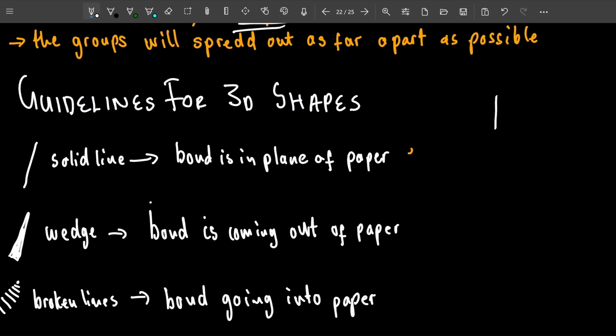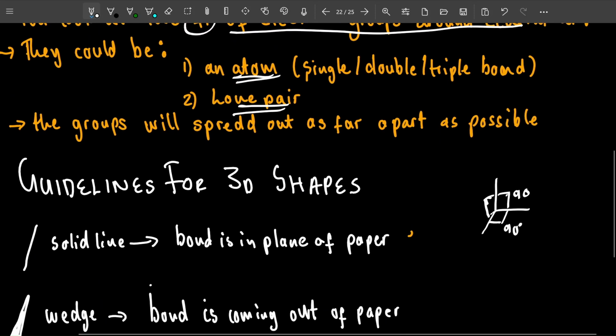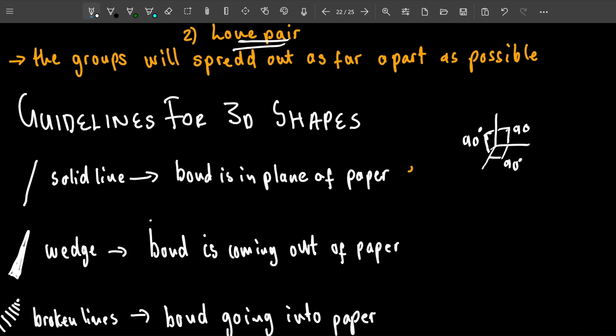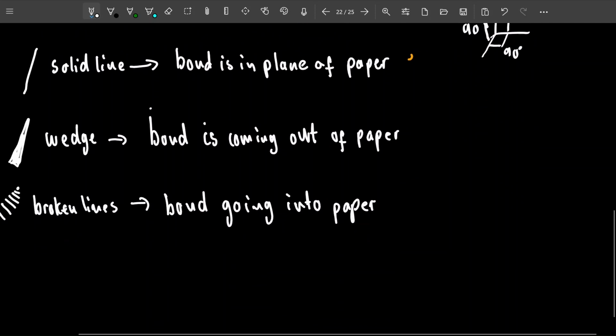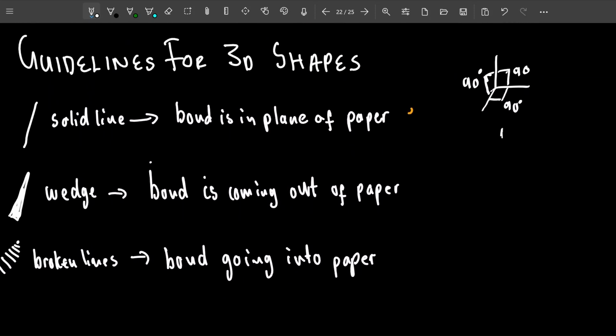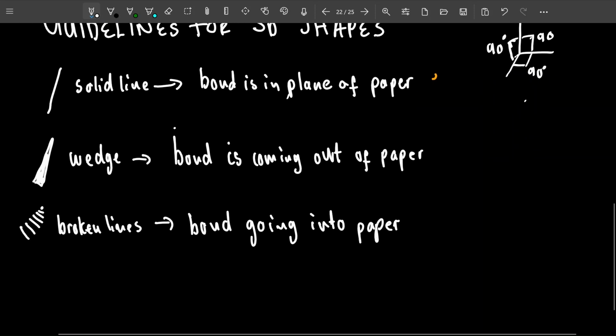This one and that one are 90 degrees apart. There is a 90-degree angle here, and here, and there. So these are all 90 degrees apart. These are the three: one goes inside and outside, the other goes left or right, the other goes up or down. But our paper doesn't have that. Our paper can only go up or down and left or right. It doesn't have inside and outside. So how are we going to represent that? We use these guidelines. This is how we draw the 3D shapes.